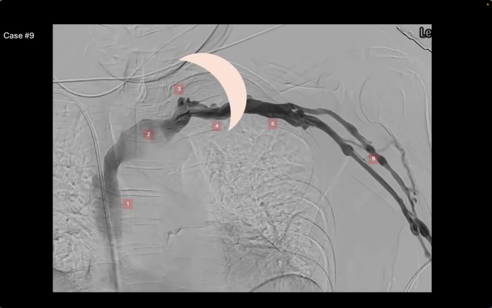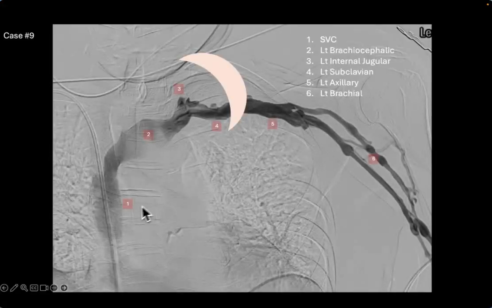All right, tell me what is being injected here and what the structures are. Okay, so this is an upper extremity venogram, and going from 1 to 6, we have our SVC, our left brachiocephalic vein here, that then gives rise to our subclavian here. Here's the inflow from our left internal jugular vein that would be coming down and joining in here.